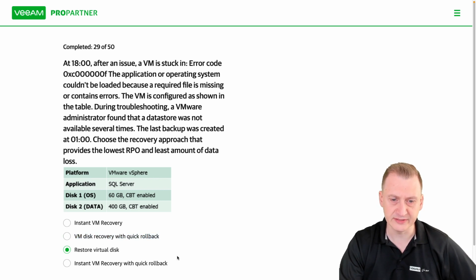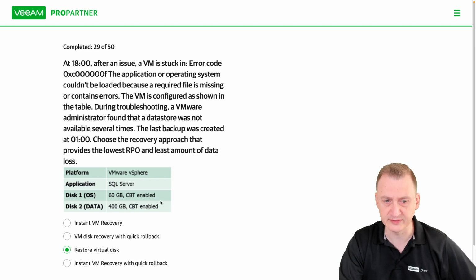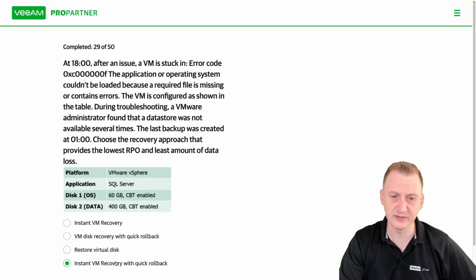Then we have restore disk. Okay, then I would have to restore the entire OS disk, or instant VM recovery with quick rollback. Again, this is not a safe option. So I would say we're down to number 1 or number 3.